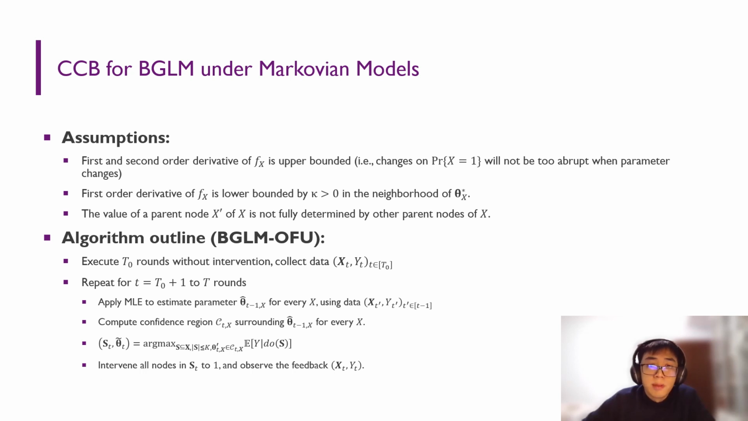We have several assumptions for the BGLM-OFU algorithm to get theoretical regret guarantees. The first and second order derivatives of f_X are upper bounded, and the first order derivative is furthermore lower bounded by kappa. Moreover, we have an assumption to ensure that when all parent nodes of X are fixed, the remaining parent node still has some randomness.